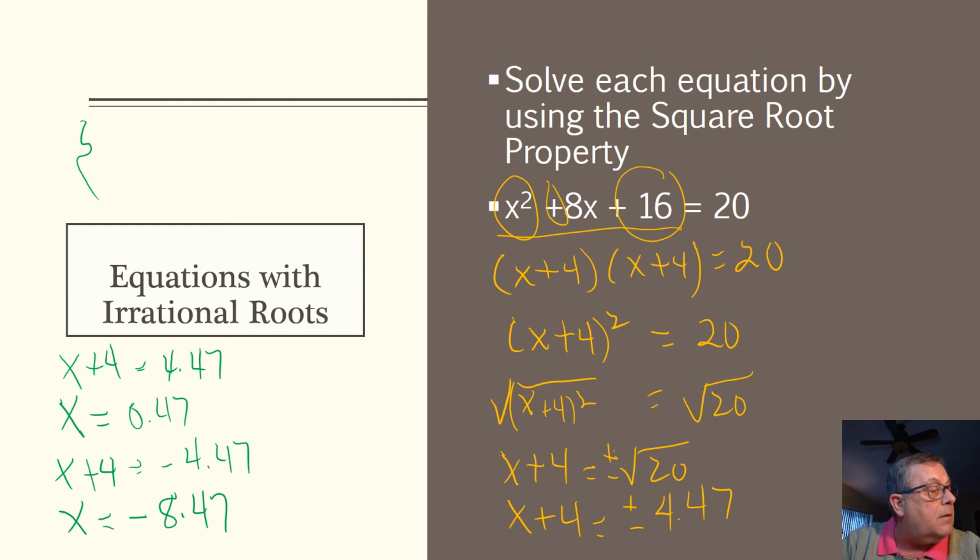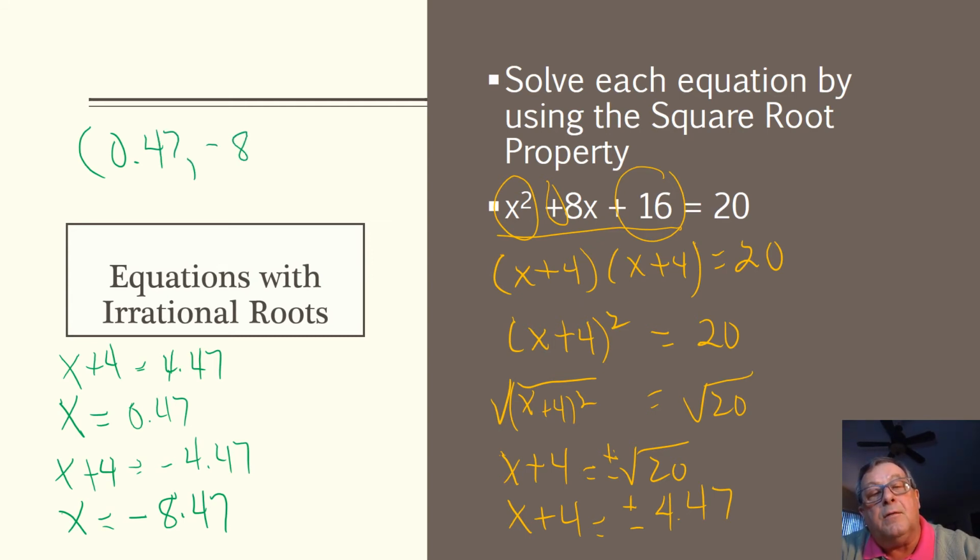And so my two irrational roots in this equation, let's just use parentheses, why not? So our two solutions then are 0.47 and negative 8.47. And those are our roots, those are our zeros, those are our solutions, those would be our x-intercepts of this equation that has given us irrational roots where we use the square root property.